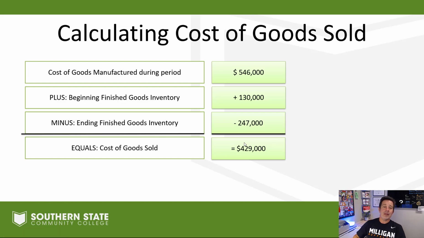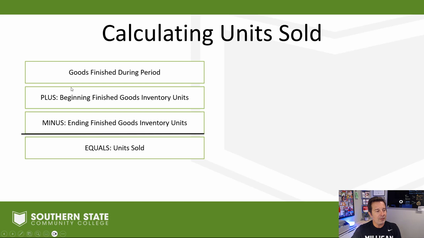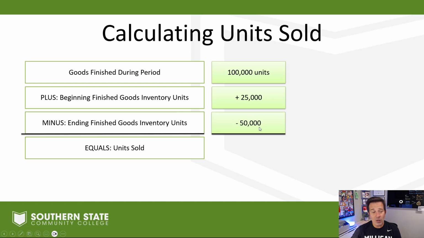Easy as that. I mentioned we're looking at it in dollar amounts. We can also look at it in terms of units. How many units of inventory? Just tweak our terminology a little bit. The number of goods we finished during the period, plus the number we had on hand at the beginning of the period, minus the number we had left over in ending inventory at the end of the period, gives us our units sold. Using the numbers from our example, 100,000 units that we completed during the period, plus 25,000 from beginning inventory, minus 50,000 left over, we sold 75,000 units.